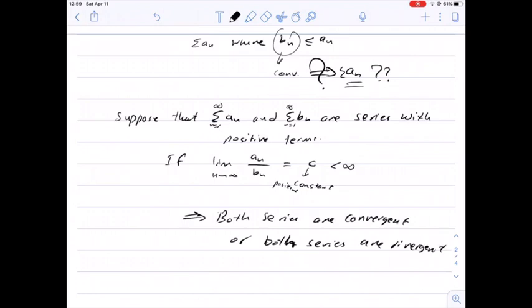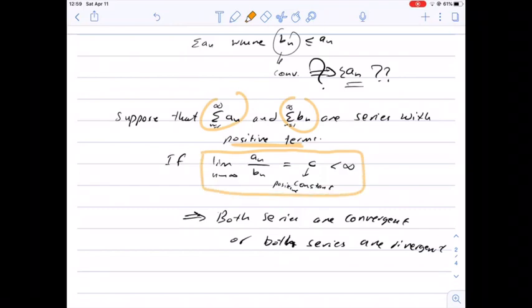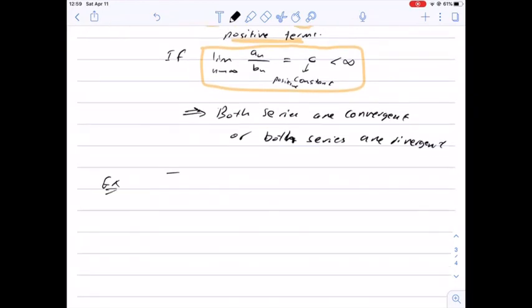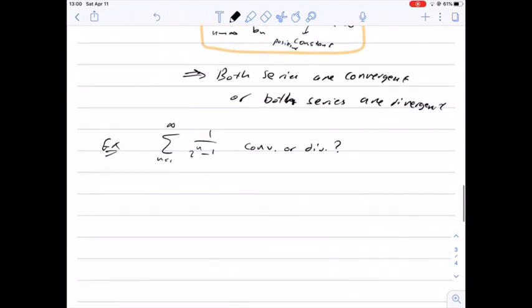What does that mean? That means if we know b sub n, the series that we generated, is convergent, then our series is convergent. If it's divergent, then our series is divergent. So the conditions are the series have positive terms and this ratio is true. So this is the test. Let's apply it here. For example, we want to check if this series from 1 to infinity is convergent or divergent.